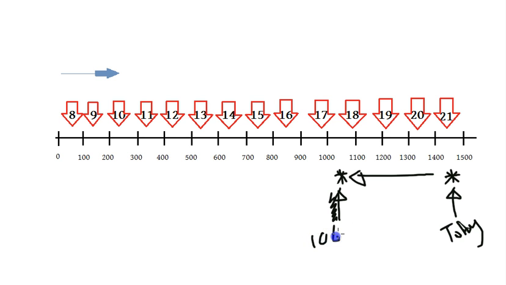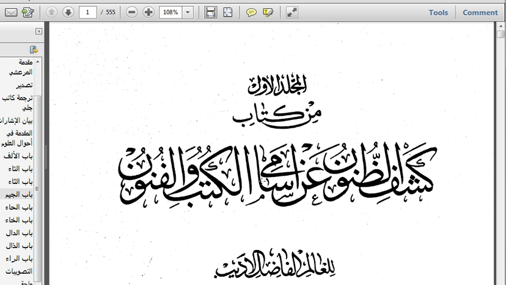I think I should mention 1067 is after the migration, or after Hijrah, after the migration of the Prophet sallallahu alaihi wasallam here. This is because this is the Islamic calendar. Anyway, back to the book.